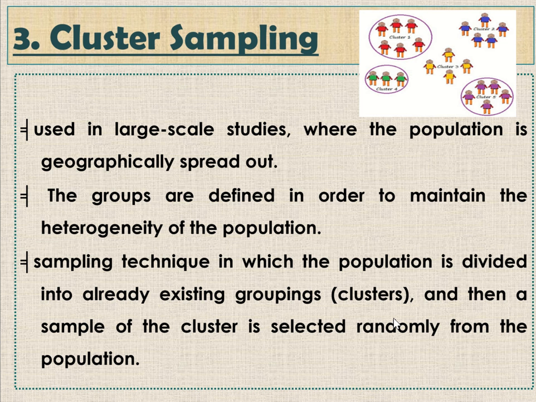The third type of probability sampling is cluster sampling or multi-stage sampling, which is used in large-scale studies where the population is geographically spread out. So cluster sampling is defined as a sampling technique in which the population is divided into already existing groupings or clusters, and then a sample of the cluster is selected randomly from the population. So the term cluster refers to a natural but heterogeneous intact grouping of the members of the population.